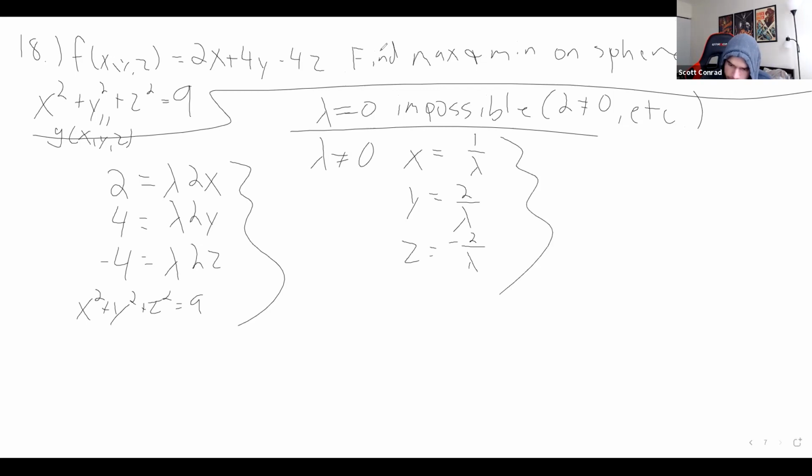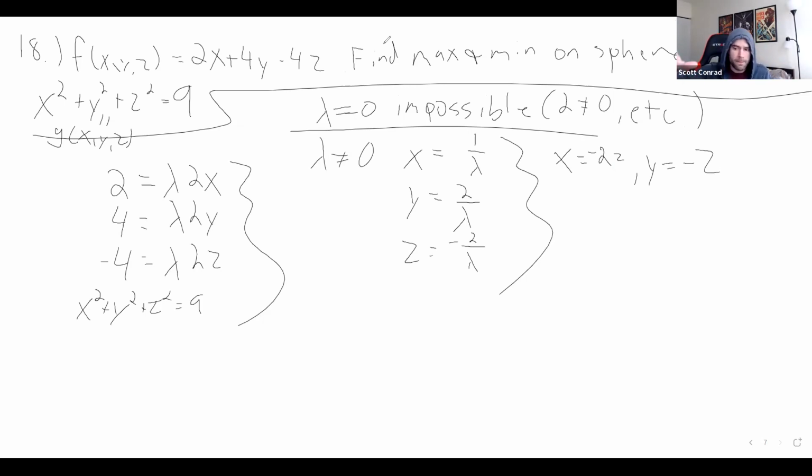From this, let's write x and y in terms of z. What I did was I did x and y in terms of z and got x is equal to 2y, right? Because 2 over lambda is 2 times 1 over lambda. So x is 2y. And we also get that y is equal to negative z. Oh, sorry, x is equal to negative 2z. And y is equal to negative z.